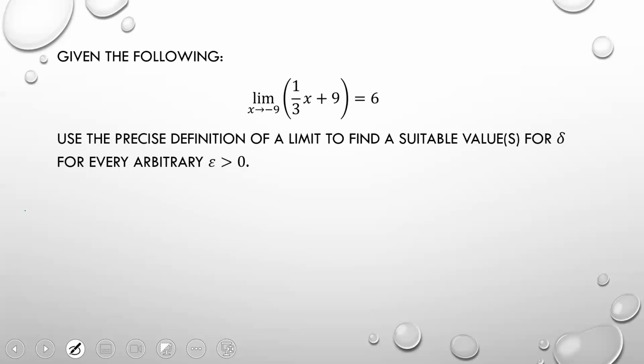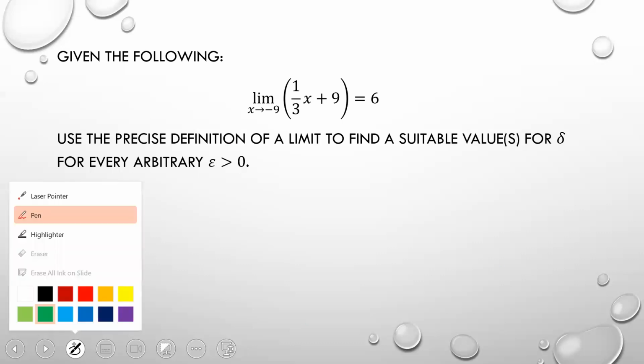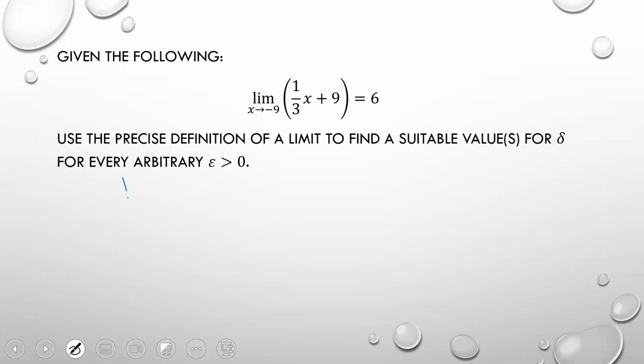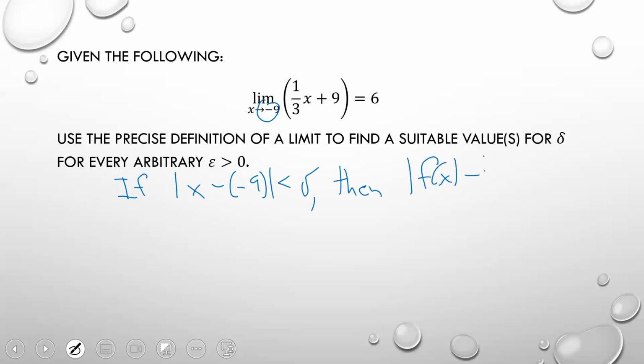And the answer is, I will show you. Okay, so we're going to approach this the same way that we approached the last one. We're going to remind ourselves that in our definition, it says that if the absolute value of x minus the value we're approaching, which is -9, is less than delta, once we've found delta, then it also has to be true that the absolute value of f of x minus L will be less than epsilon, right?